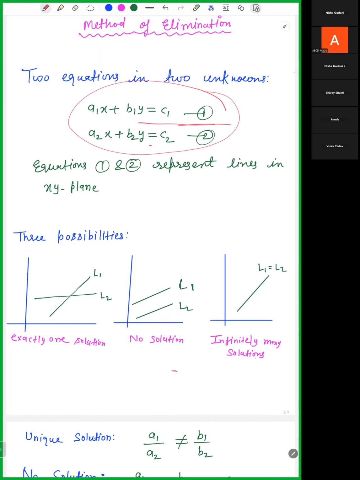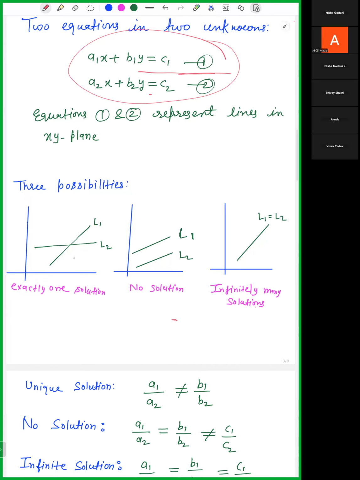So there are three possibilities. Either these lines will intersect like this, suppose this is possibility one, or these will be parallel, or these will coincide. There are three possibilities.